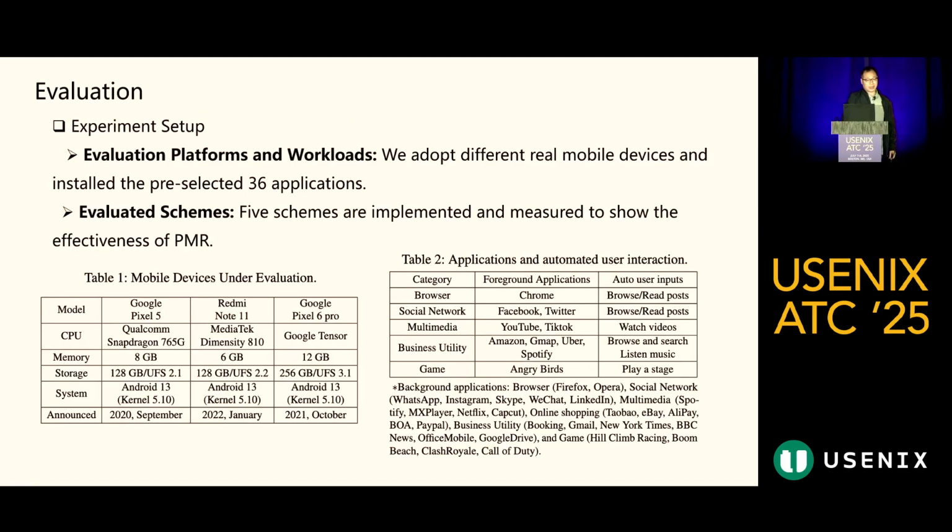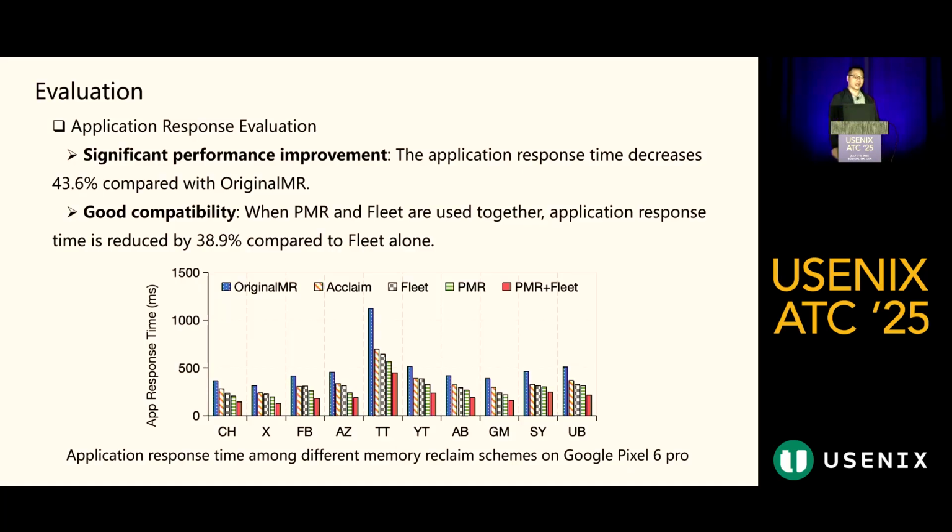So we have done experiments to show the advantage of this work. We have evaluated on three mobile devices, and we have installed 36 applications and evaluated with 5 schemes to show the advantage of PMR. The first experiment showed that we have significant performance improvement. Compared with the original memory swap scheme, we have 43% improvement for the latency.